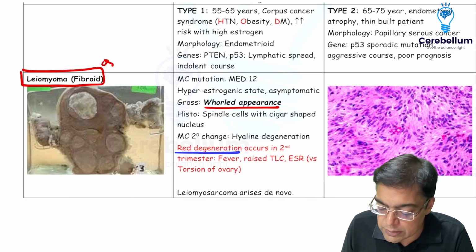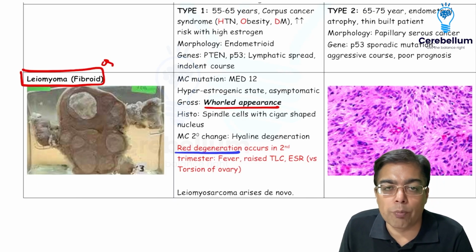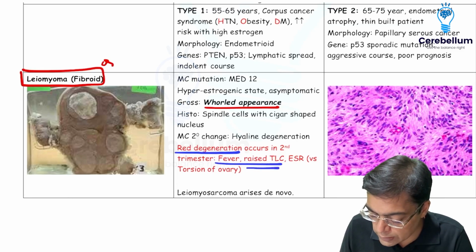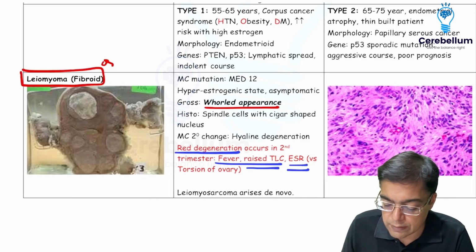So far as a clinical question pertaining to red degeneration is concerned, it will mention that red degeneration is associated with a pro-inflammatory kind of condition. So patients will have fever, they would have leukocytosis, and they would have an increase in ESR. That's what you need to remember here with respect to leiomyoma.